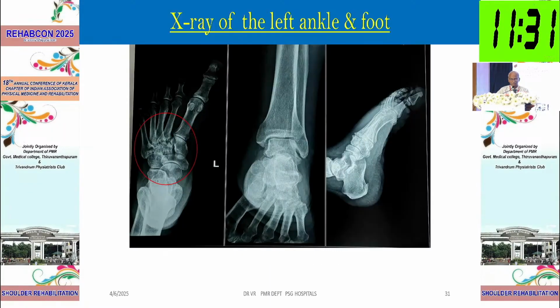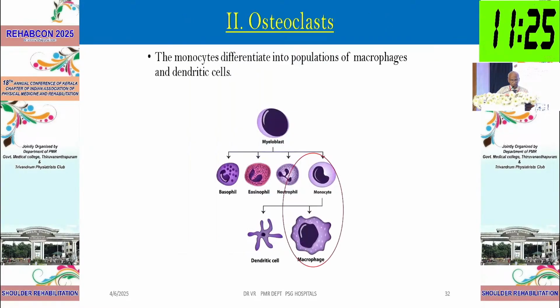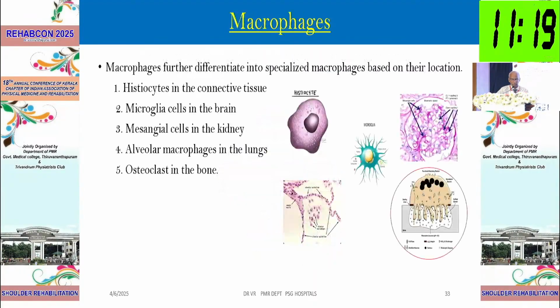Then X-ray, why is there localized osteoporosis or osteonecrosis or osteolysis? Again, the culprit is monocyte. You know, the monocyte differentiates into macrophage. It assumes different names in different sites. They are called histiocytes in the tissues. It's called microglia in the brain, mesangial cells in the kidney, alveolar macrophage in the lungs, osteoclast in the bone.